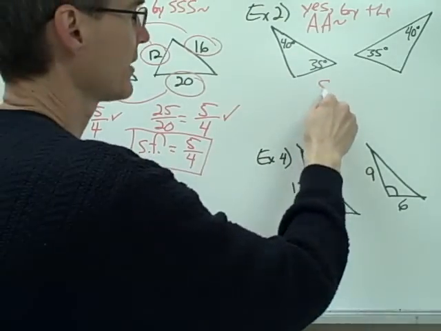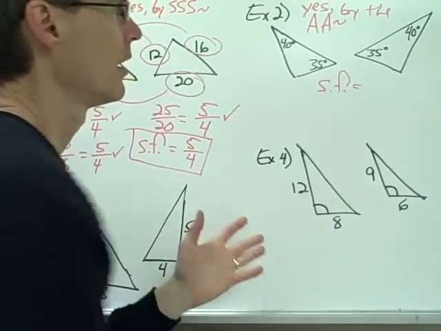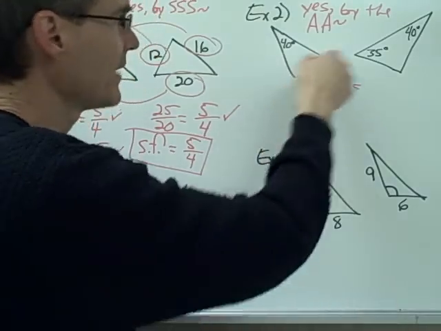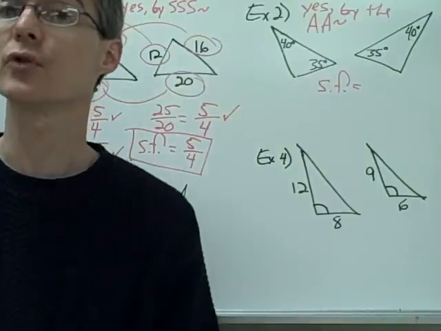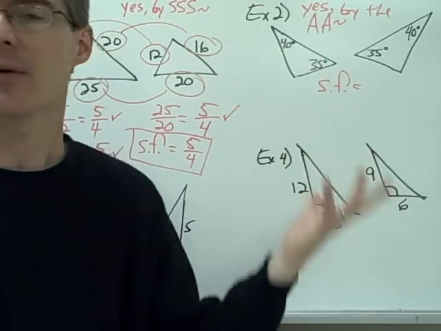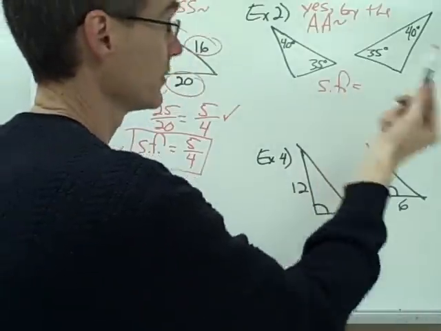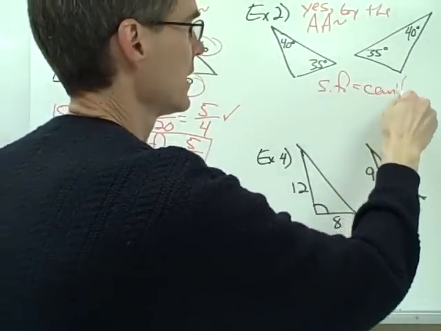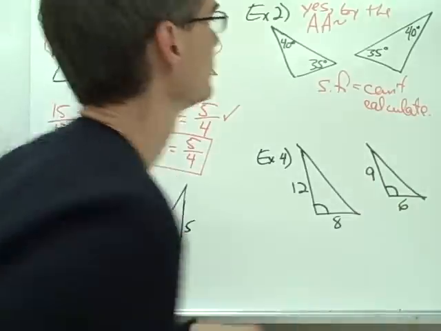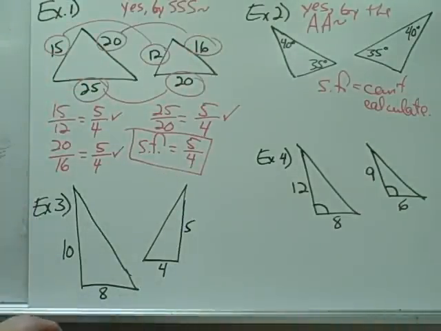Notice, however, that in order to calculate a scale factor, I need lengths of corresponding sides. I don't have any side lengths. So even though I know these two triangles are similar, I can't calculate the scale factor because I don't have the lengths of any of my sides. So for my scale factor, let me just write, can't calculate.